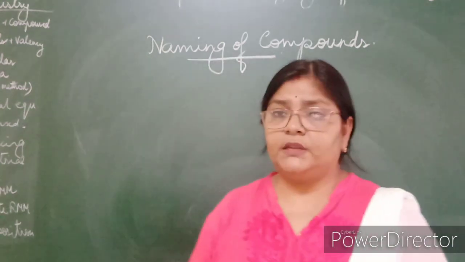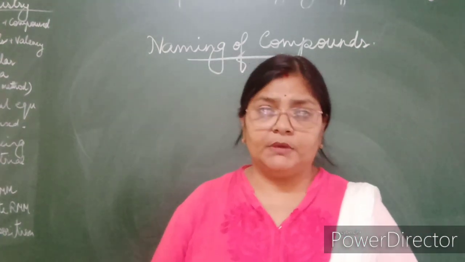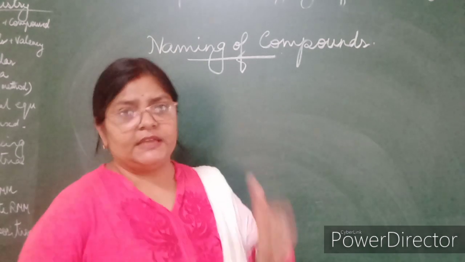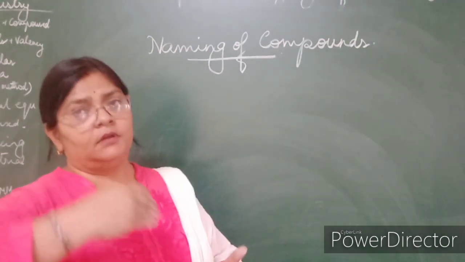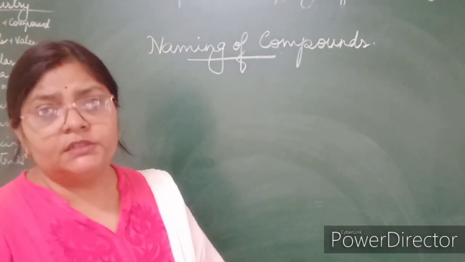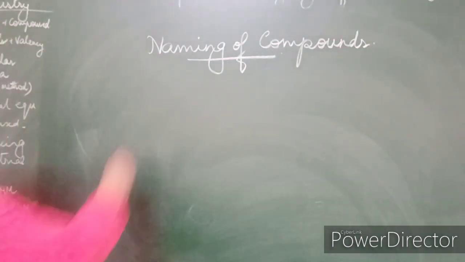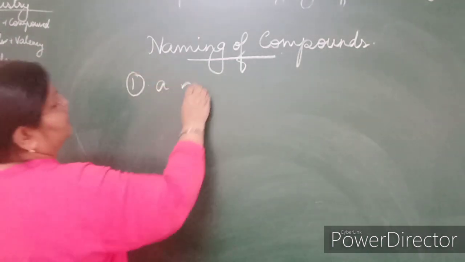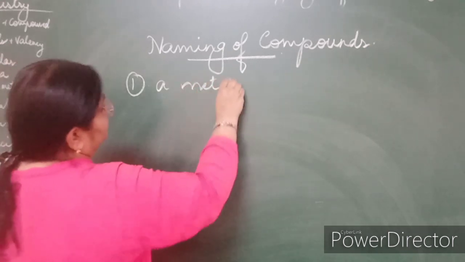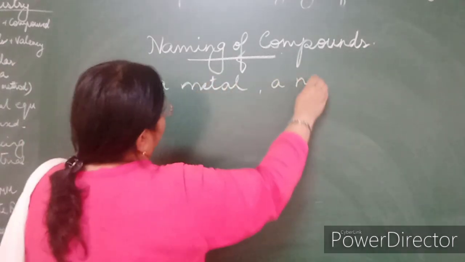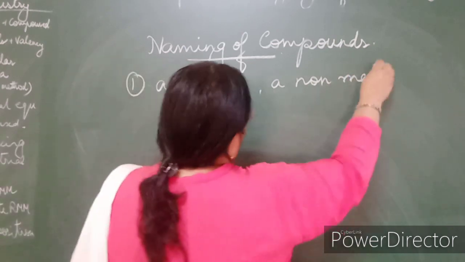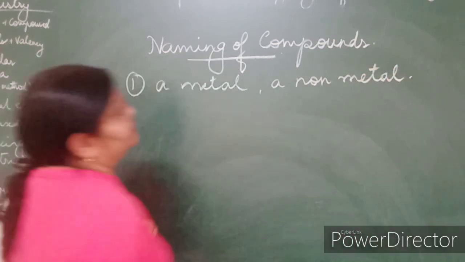Now this is also a very important thing, that you know how to name a compound. There are different cases where we need to apply our knowledge to name it. Like in the first case, if we have a metal and a non-metal in a compound, one metal and one non-metal, then how are they named?